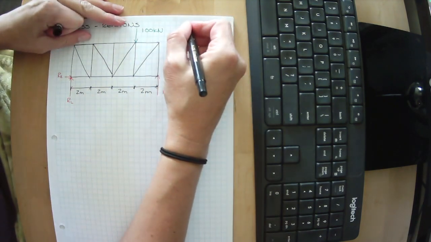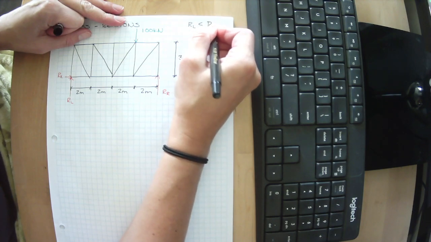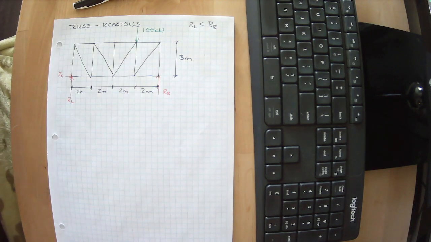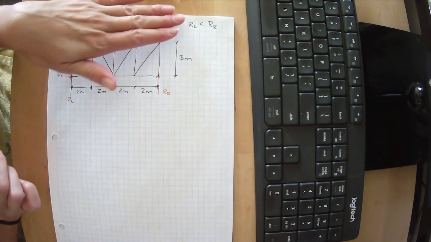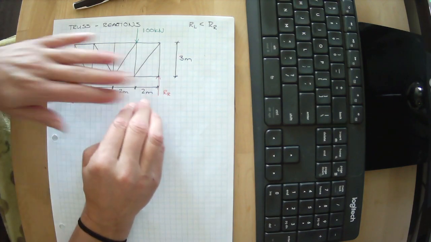So I'm just going to write this over here for myself. I think that reaction left will be less than reaction right. I'm just going to write that there as a little note for myself so that when I go back and finish it, I'll see if my numbers matched my prediction, because we know that that should be bigger than this just by looking at this.